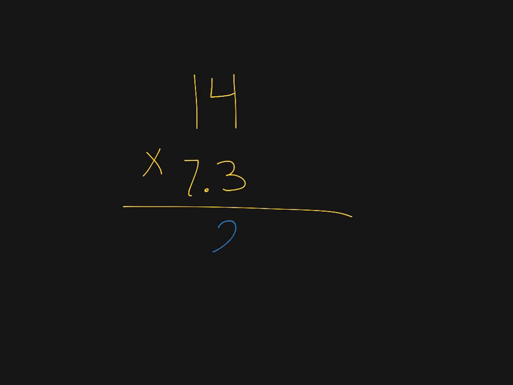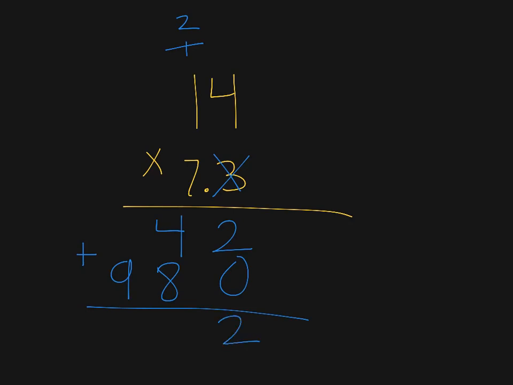3 times 4 is 12, carry the 1. 3 times 1 is 3, add 1 makes 4. You can cross out that 1, cross out the 3, put a 0. 7 times 4 is 28, and carry the 2. 7 times 1 is 7, add 2 is 9. These are my partial products. 2 plus 0 is 2. 8 plus 4 is 12, carry the 1. That makes it 10. And you have one number behind the decimal. So then she will run 102.2 miles in all.